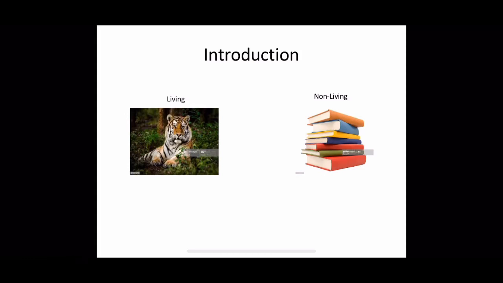Now, if we look around our surroundings, we are surrounded by so many beautiful things. Nature has given us things like the sun, moon, stars, planets, plants and animals. So these are the natural things given by our nature.